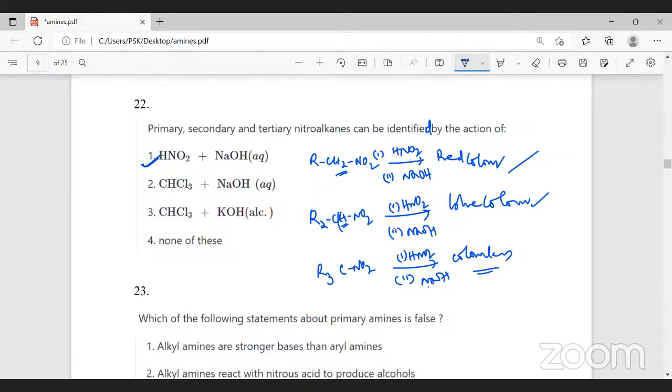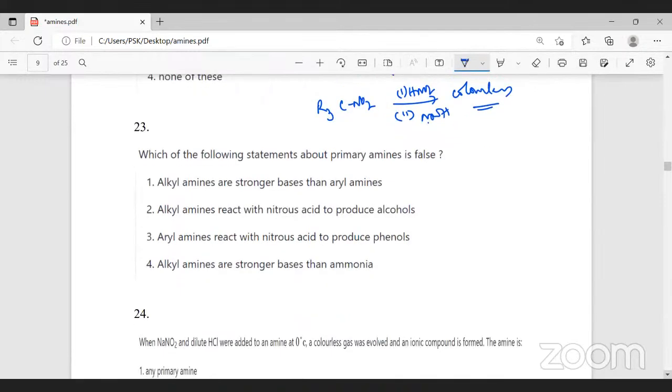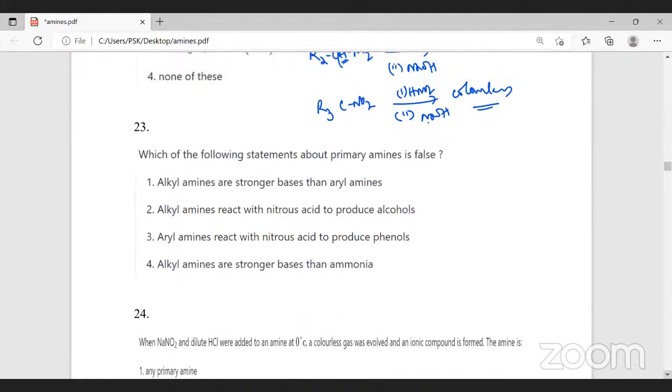Next question. Which of the following statements about primary amines is false? Alkyl amines are stronger bases than aryl amines. True. Aryl amine will be weak because it will undergo resonance, so availability of the lone pair of electrons on nitrogen will be less. Now, the second one, alkyl amine reacts with nitrous acid to produce alcohols. It's also true. Primary amines give primary alcohol with nitrous acid.